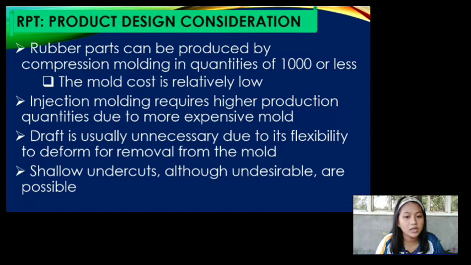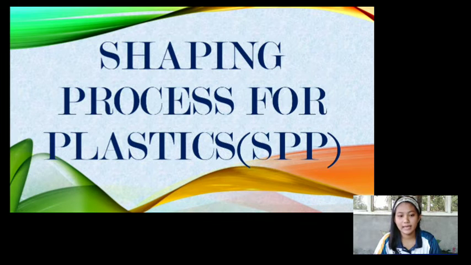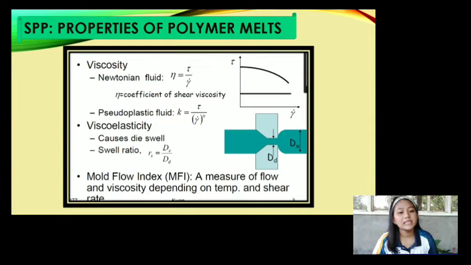Next is the product consideration, in which rubber parts can be produced by compression molding in quantities of 1,000 or less. The mold cost is relatively low. Another topic is the shaping processes for plastics, or SPP. In here, SPP covers the properties of polymer melts. There are two types, the viscosity and the viscoelasticity, where the first one is a Newtonian fluid and the second one is the swell ratio.